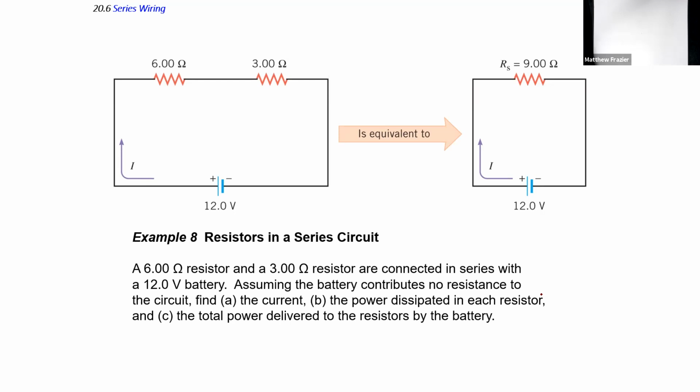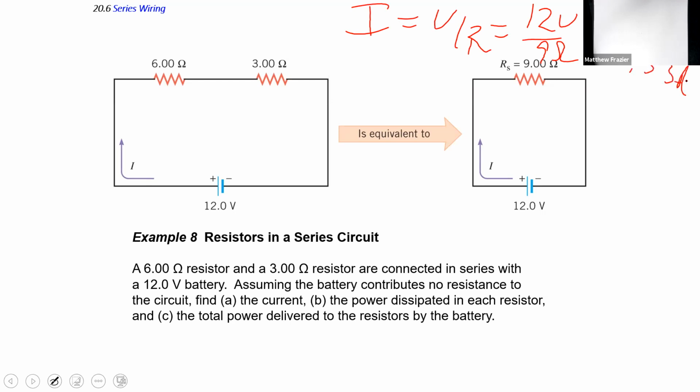So we look at this, and what we realize is these things are in series, so we just add them together. All right, so 6 ohms and 3 ohms is 9 ohms. And then we find the current: I is V over R, which is 12 volts over 9 ohms. 12 over 9 is 1.33 amps.